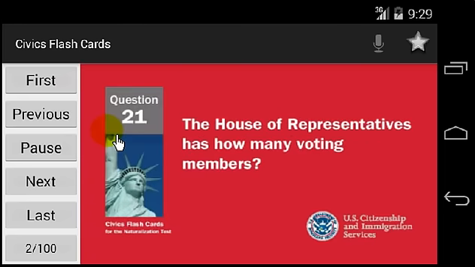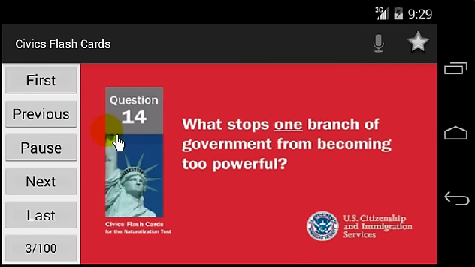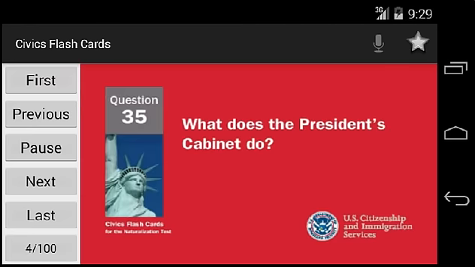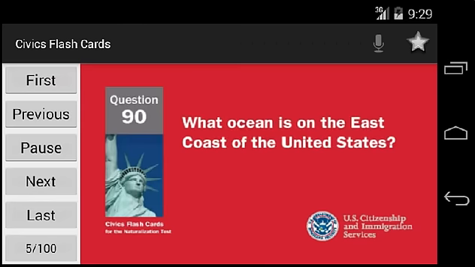The House of Representatives has how many voting members? 435. What stops one branch of government from becoming too powerful? Checks and balances. Separation of powers. What does the President's cabinet do? Advises the President.